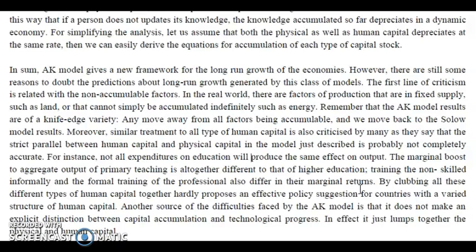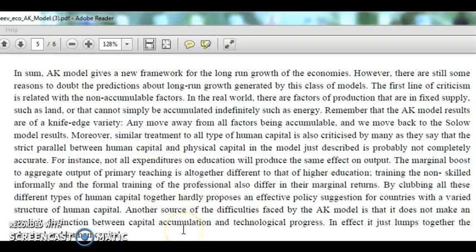Another source of difficulty faced by the AK model is that it does not make an explicit distinction between capital accumulation and technological progress. In this model, we do not succeed in making an explicit distinction between capital accumulation and technological progress. Both concepts are merged here. In effect, it just lumps together the physical and human capital.